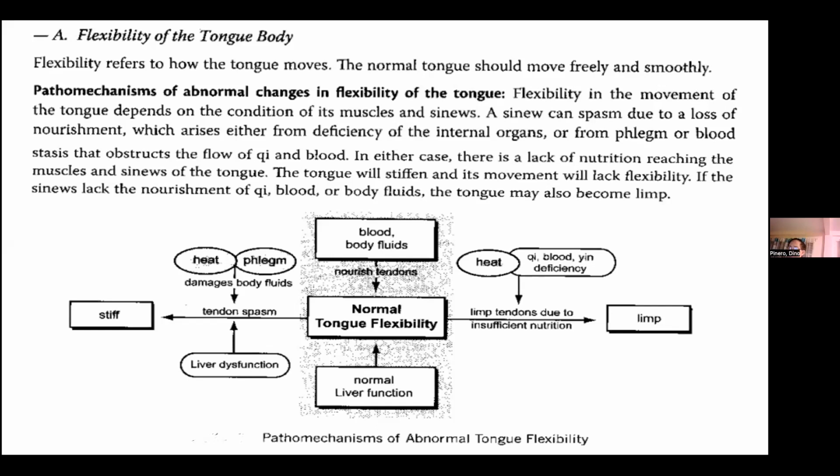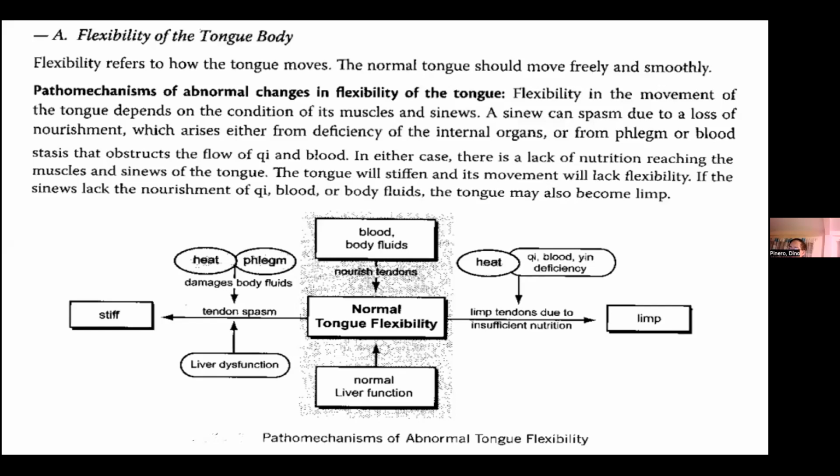So we have here yung blood, body fluids, nag-nourish ng tendon. So there is normal tongue flexibility. Ganon din pag normal ang liver function. Pero pag merong heat or phlegm which damages the body fluid, magkakaroon ng tendon spasm. The same with liver dysfunction. So this would result in stiff tongue. Pag meron din heat sa qi, blood, gene deficiency, ang tongue mag-limp tendons due to insufficient nutrition. So we could also observe sa tongue na meron siyang limp. Okay?